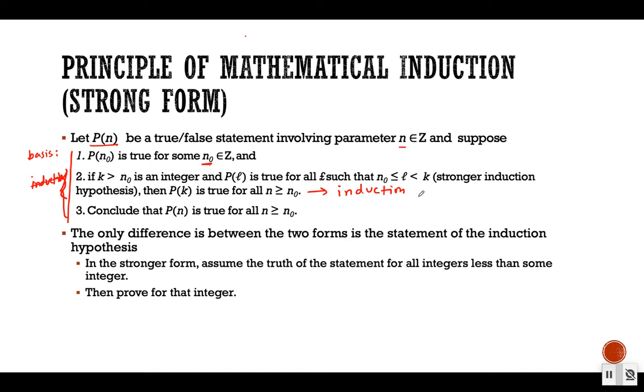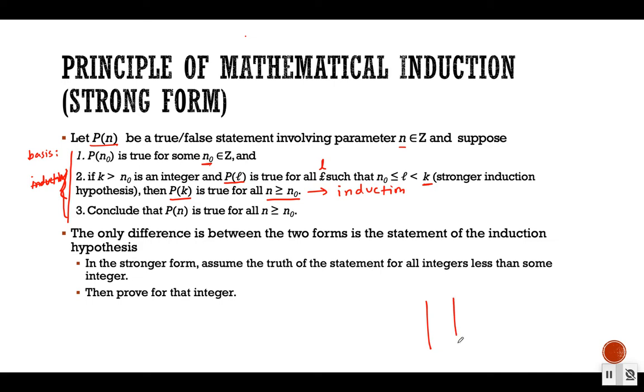In this induction step, it is saying that we have a value k which is greater than n naught, and the propositional function is true for all values L such that L is between n naught and k. That's our hypothesis, and then we can say that P(k) is true, and so P(n) is true for all n greater than n naught. So what are we actually saying here?